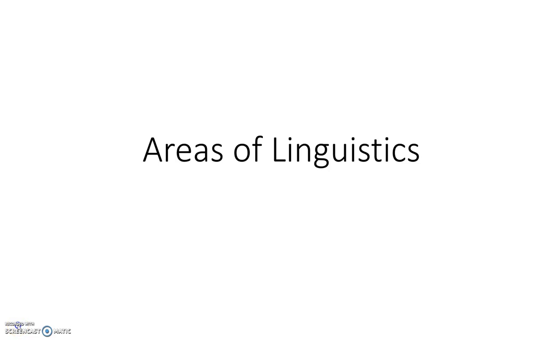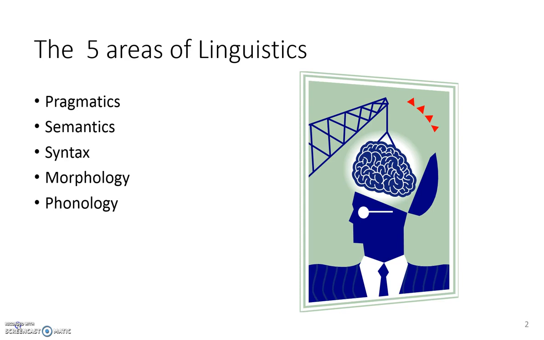In this presentation, we'll be looking at the areas of linguistics. You should understand that linguistics covers 5 basic areas. Now, of course, these areas can be further divided into more specific areas, and there are a few peripheral areas that are not mentioned here. But basically, there are 5 areas: pragmatics, semantics, syntax, morphology, and phonology.